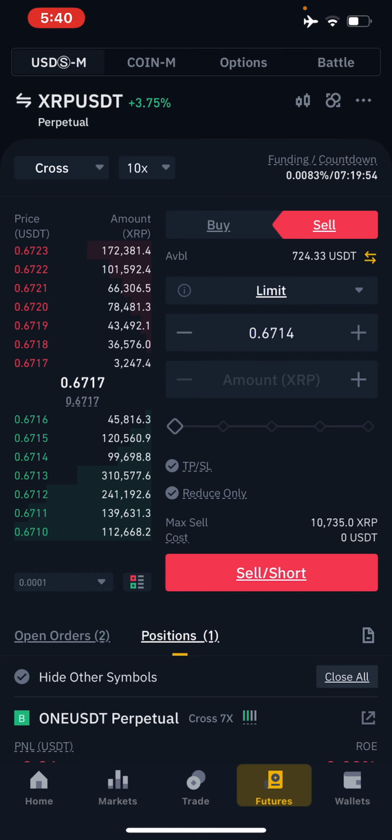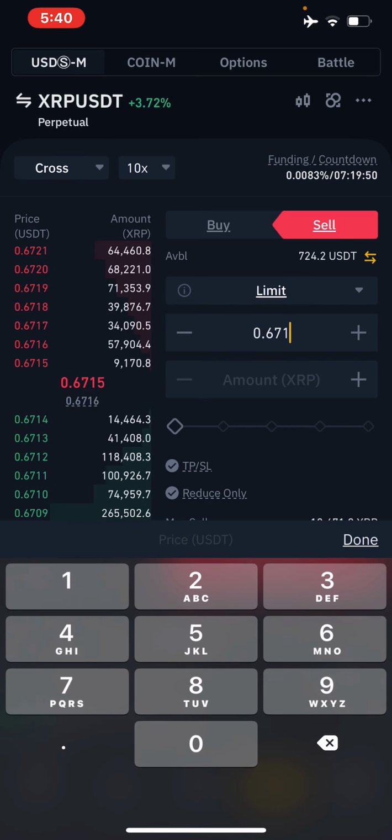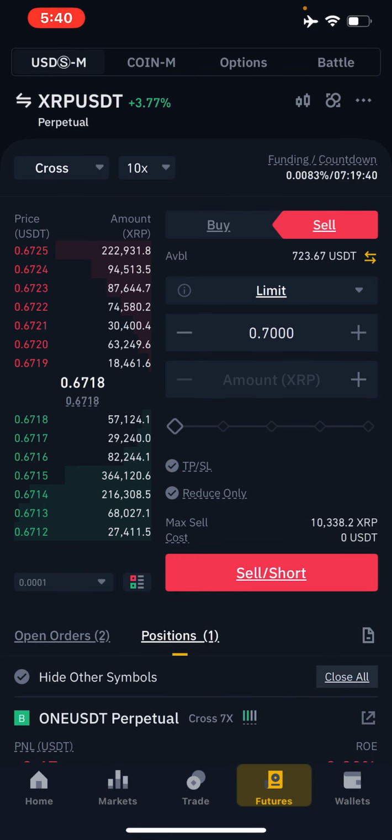So you select short, you tap on here under the limit, and you put the amount they tell you to short it. Let's say they say short Ripple at 70 cents, so you just put 7. It automatically adds the remaining 0 for you. Under the amount of Ripple, the box is blank, you can see.